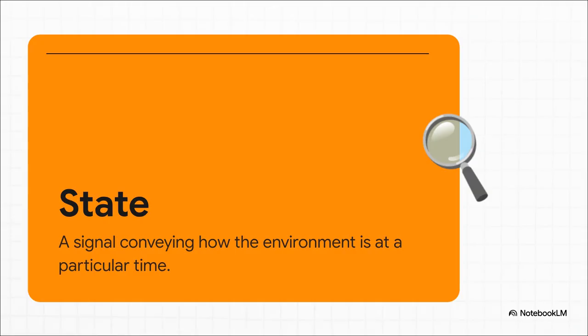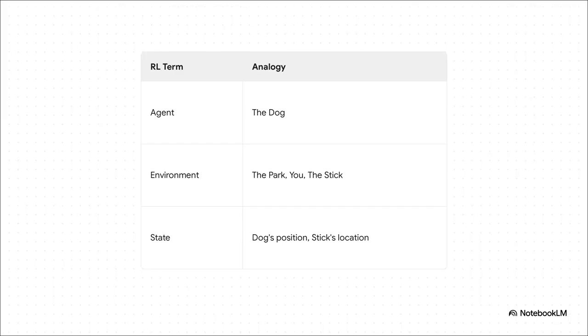Okay, now let's talk about the state. A state is just a specific situation the agent finds itself in. The best way to think about it is like a single snapshot of the environment, capturing everything important at one exact moment. For example, one state could be the dog is sitting at your feet and the stick is 20 feet away. A moment later, the state has changed. The dog is now halfway to the stick. Every unique snapshot of the world is a brand new state.